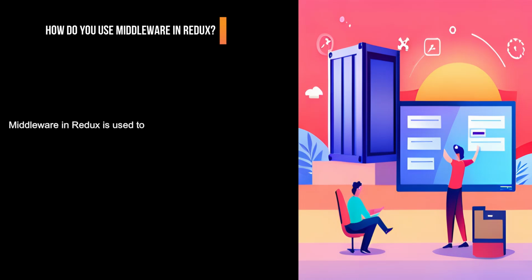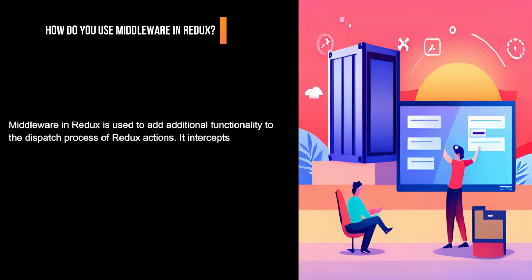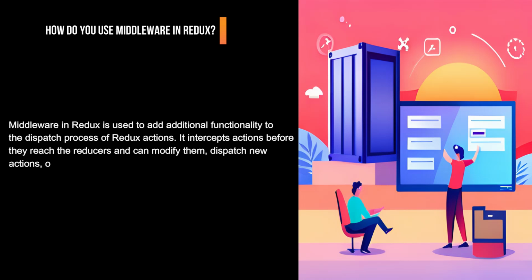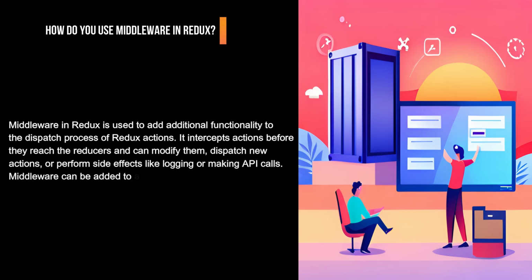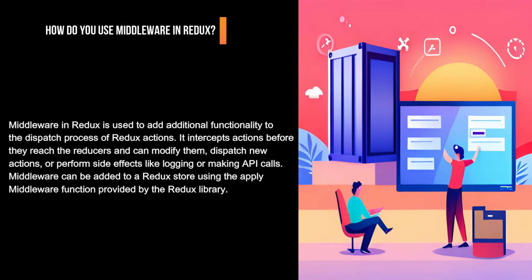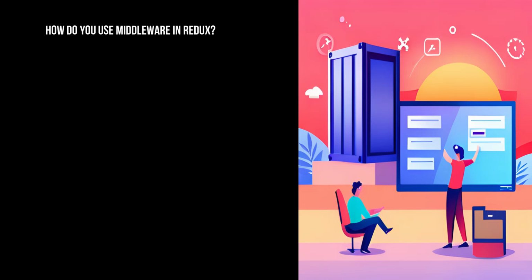How do you use middleware in Redux? Middleware in Redux is used to add additional functionality to the dispatch process of Redux actions. It intercepts actions before they reach the reducers and can modify them, dispatch new actions, or perform side effects like logging or making API calls. Middleware can be added to a Redux store using the applyMiddleware function provided by the Redux library.